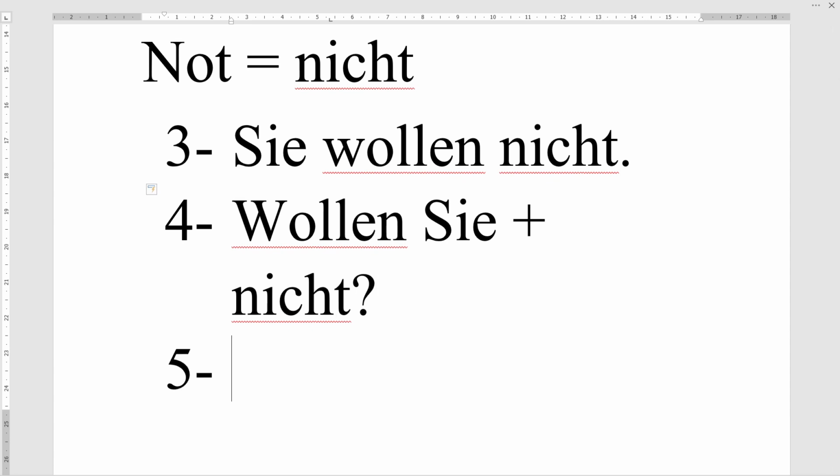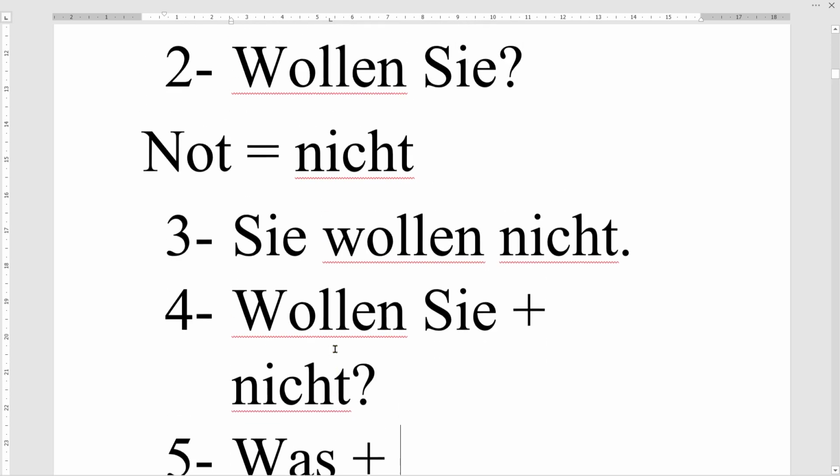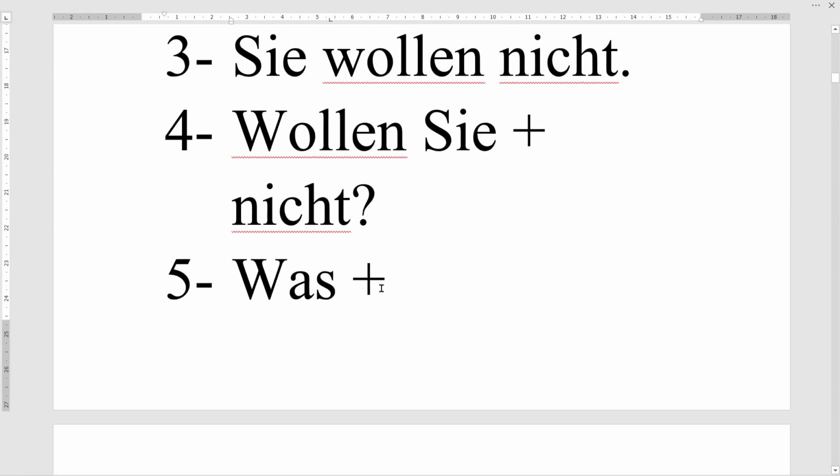Now we're going to continue by saying was in German is a WH question. The WH question is always used at the beginning of the sentence. What you need to remember here is that after this WH question in German, was, which means what in English, we need to use a sentence which has already been changed into a question. Now remember, was must be followed by a verb here.